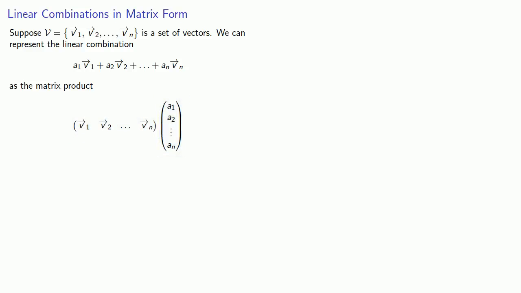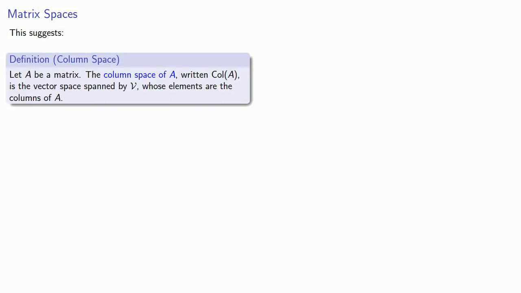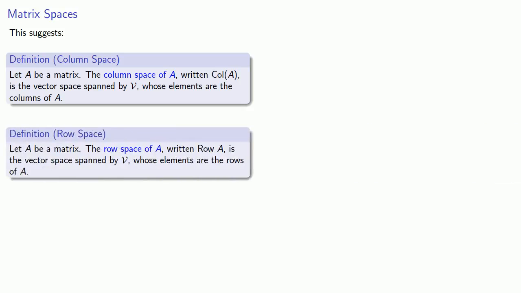Now, this makes sense regardless of how we represent our vectors, but it's convenient to write each vector as a column vector, so this looks like ordinary matrix multiplication. And this leads naturally to the following two definitions. Let A be any matrix. The column space of A, written col(A), is the vector space spanned by V whose elements are the columns of A. Likewise, we can have the row space of a matrix.